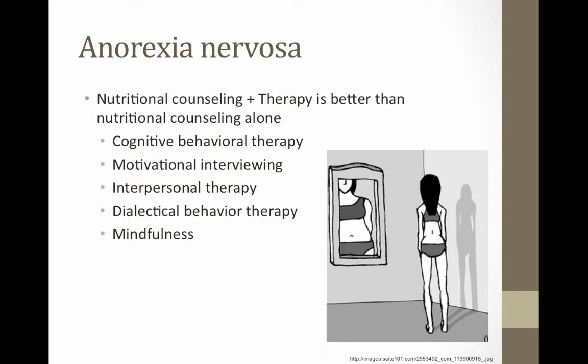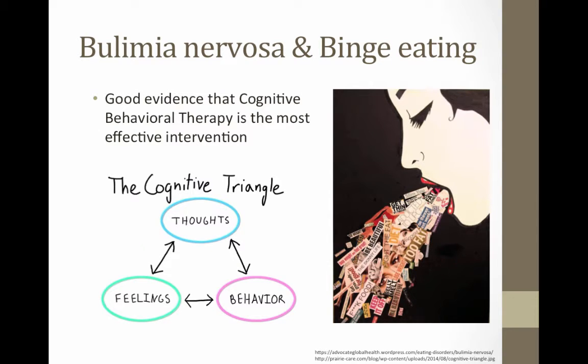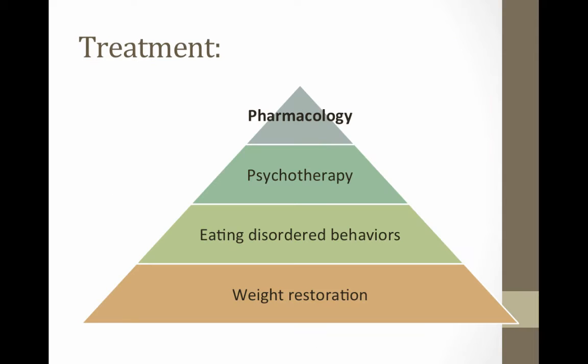There is evidence for a number of different types of therapy, and most therapists use a combination of approaches to help a patient. These include cognitive behavioral therapy, motivational interviewing, interpersonal therapy, dialectical behavioral therapy, and mindfulness. All work to help the patient develop new coping skills, tolerate and decrease emotional distress, and better understand their illness. For both bulimia and binge eating disorder, the treatment with the best evidence is cognitive behavioral therapy, or CBT. CBT looks at the interactions between thoughts, feelings, and behaviors and works to change problematic patterns.